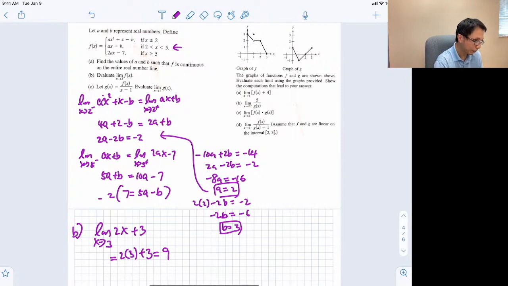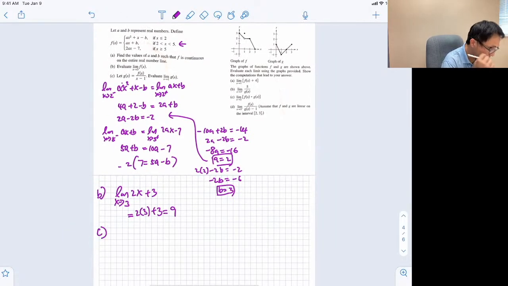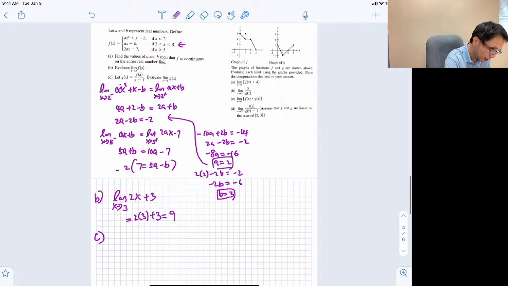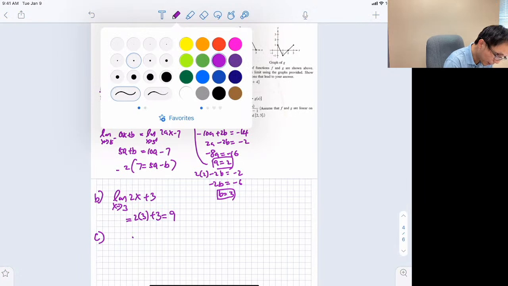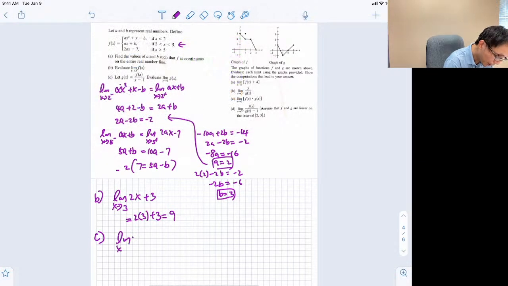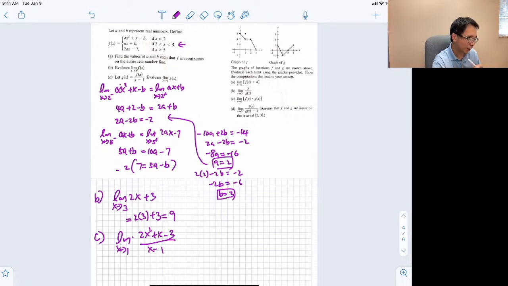So this is b, and c is a continuation of that. They say approaches 1. So do you see that this is limit as x approaches 1? Which equation do you have to use for that? That'd be the first one. So the first one is going to be the limit as x approaches 1 of 2x squared plus x minus 3 over x minus 1.